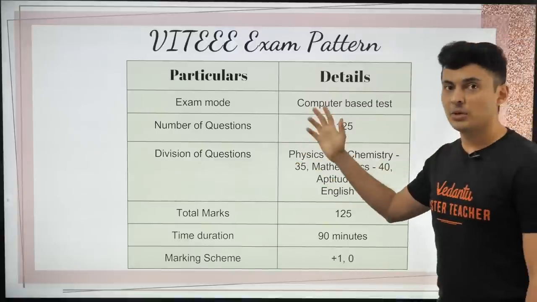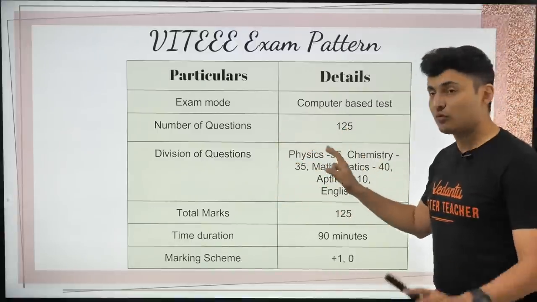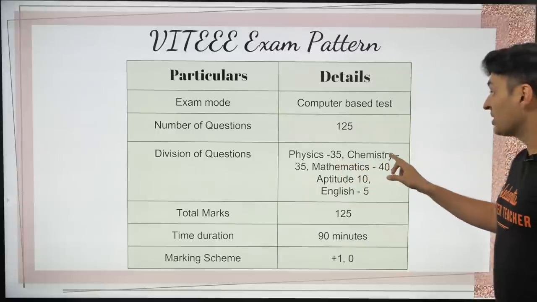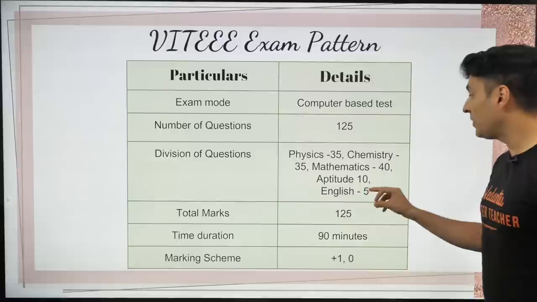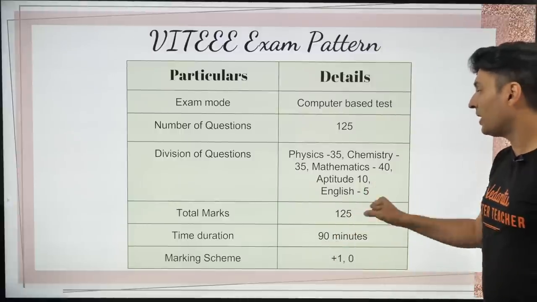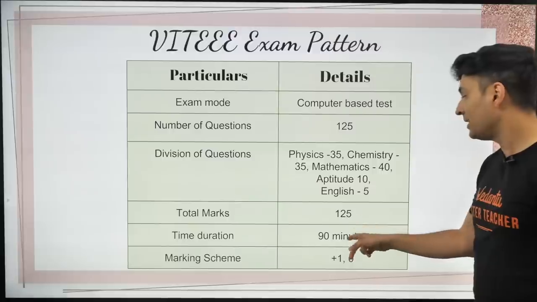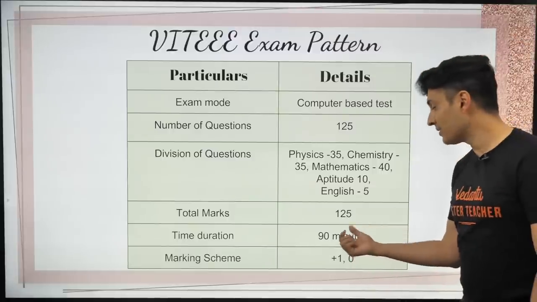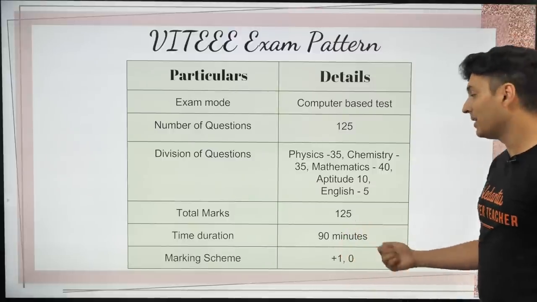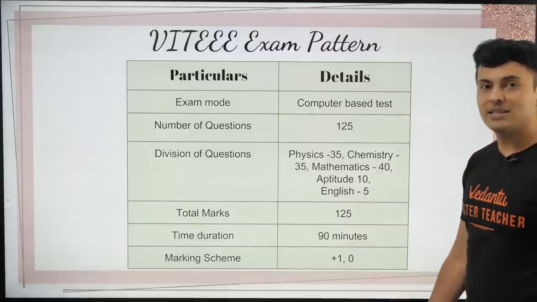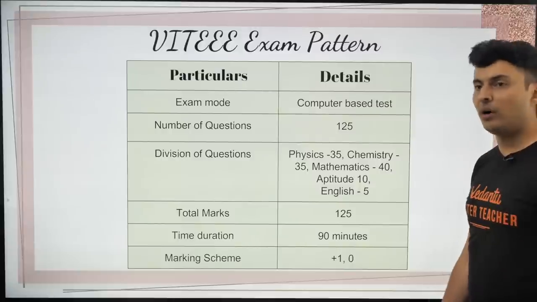Now the exam is going to be computer based. Total questions is 125, division of questions: physics 35, chemistry 35, maths 40, aptitude 10, English 5, total marks 125. Time duration is very interesting, 90 minutes. This is the most important part, 90 minutes. Marking scheme 1-0, no negative marks. So that means you can definitely attempt all the questions.